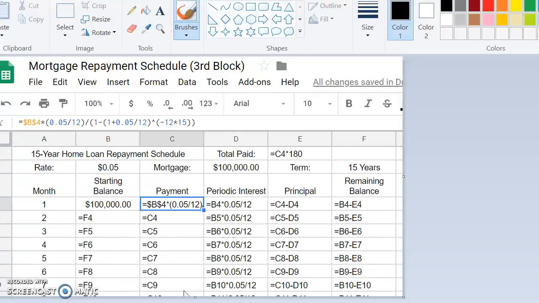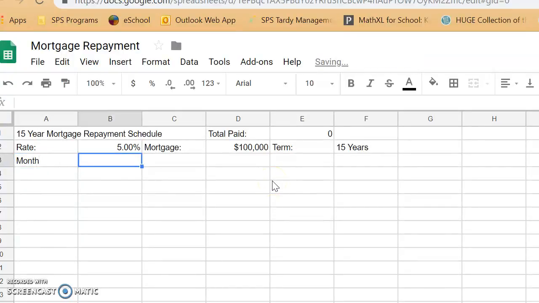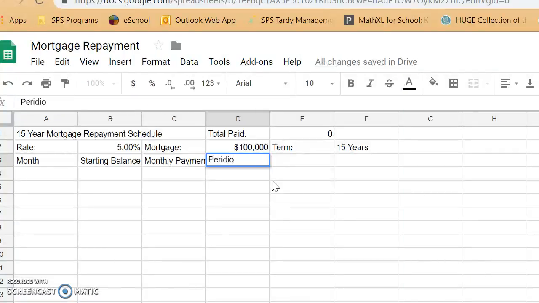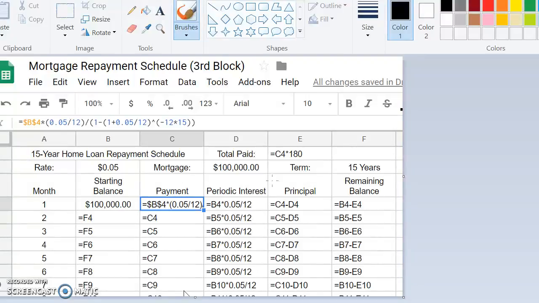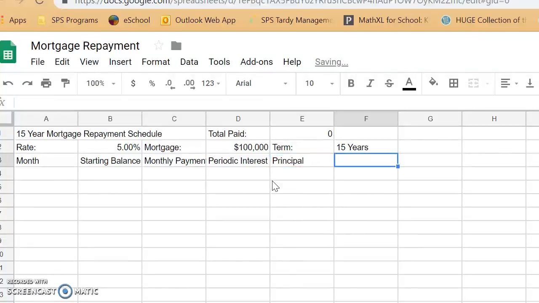And here we go. Here's our headings. We're going to put in month, starting balance, monthly payment, periodic interest, principal, and remaining balance. I should really write monthly payment. These are headings that I've seen on my own schedule that I get back from the bank every year.